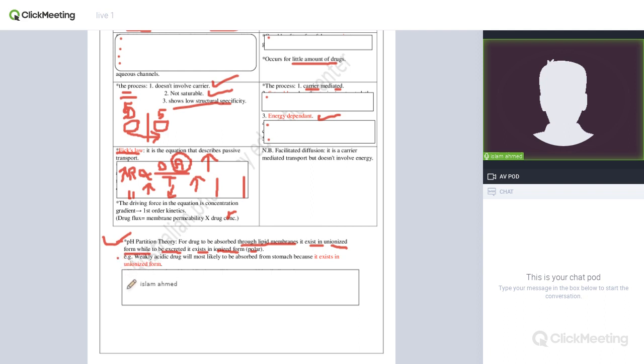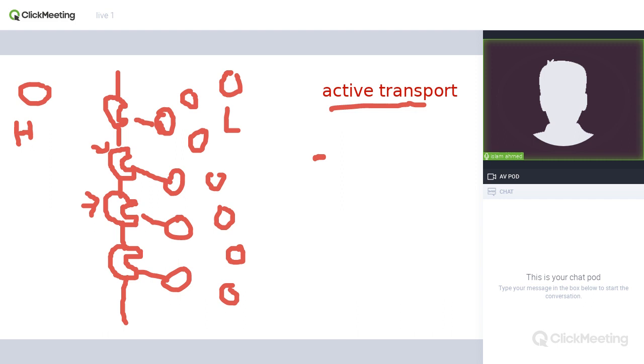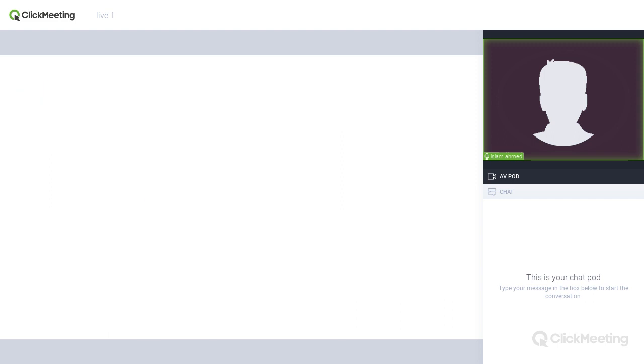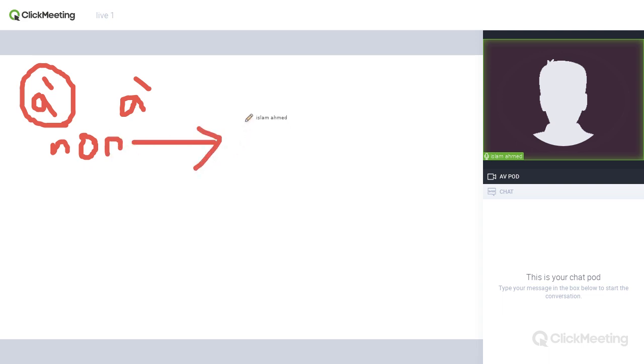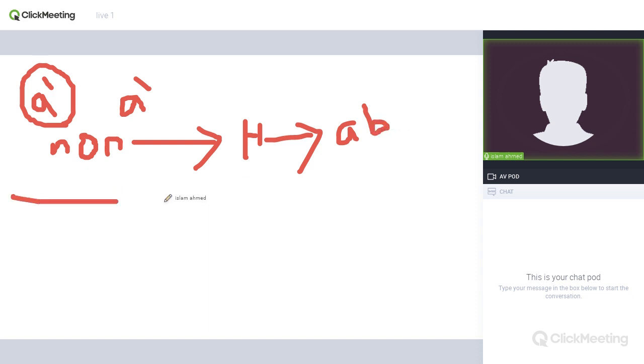Second, now we are applying the pH partition theory. What that means is that if I have a weak acid medication in a medium which is acidic, that medication will be in the state of non-ionization. That means higher lipid solubility, that means improved absorption. This is the absorption case.